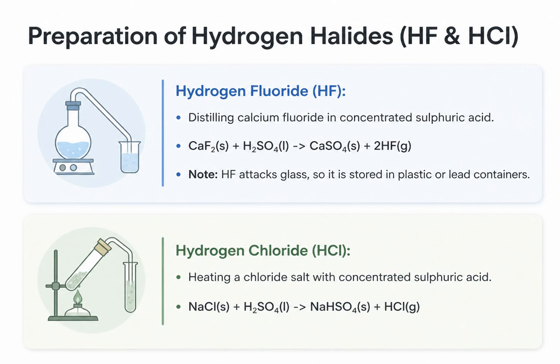Moving on to the hydrogen halides, we can prepare hydrogen fluoride and hydrogen chloride in the laboratory by reacting their solid salts with concentrated sulfuric acid. A crucial safety note for hydrogen fluoride: it aggressively attacks the silica in glass, so it must always be stored in specialized plastic or lead containers.